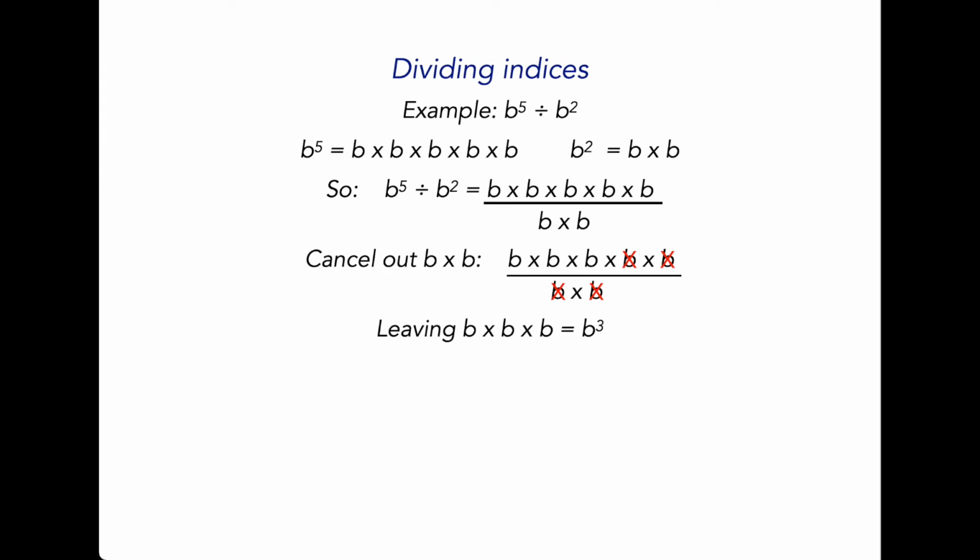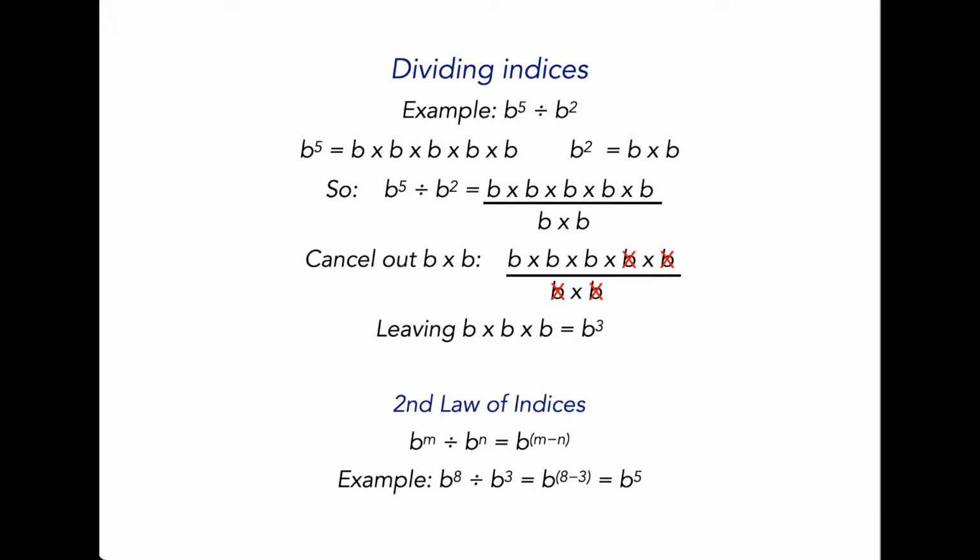We can cancel out b times b from the top and bottom of the equation, and this will leave us with b times b times b, which is b cubed. So we haven't divided the indices, we've subtracted the second index from the first, 5 minus 2 giving us 3. And there's our second law. To divide two identical base values, each raised to a power, you subtract the powers. And another example, b to the power of 8 divided by b cubed equals b to the power of 8 minus 3 equals b to the power of 5.